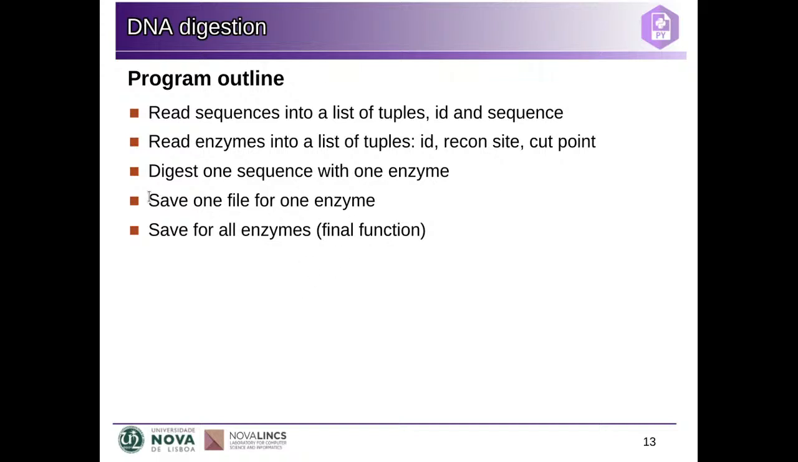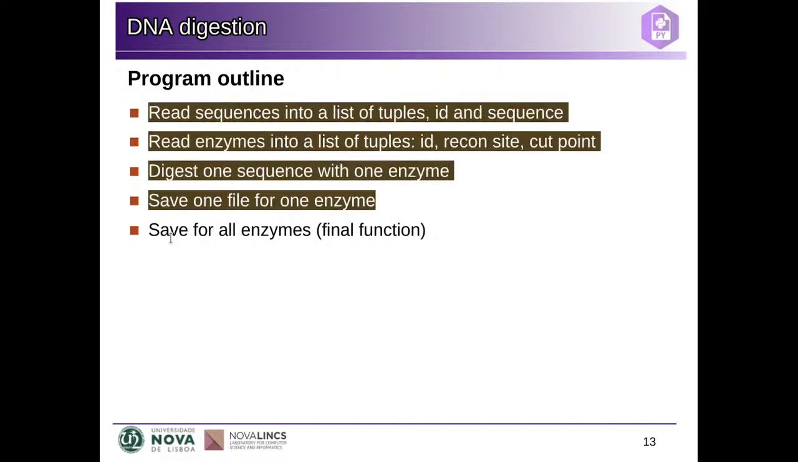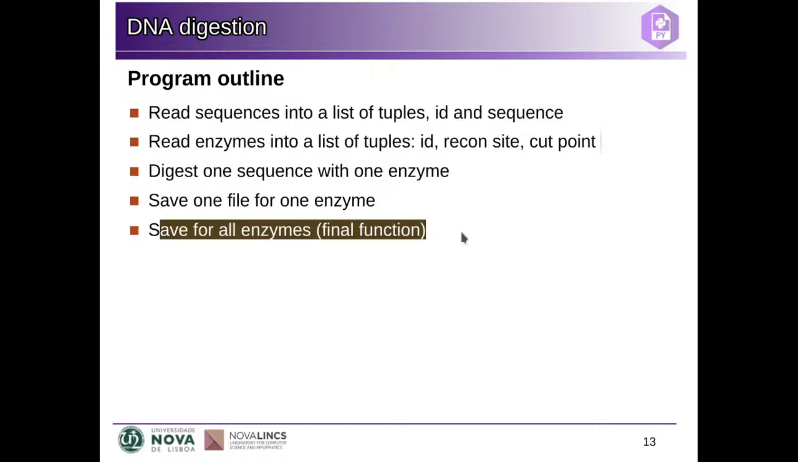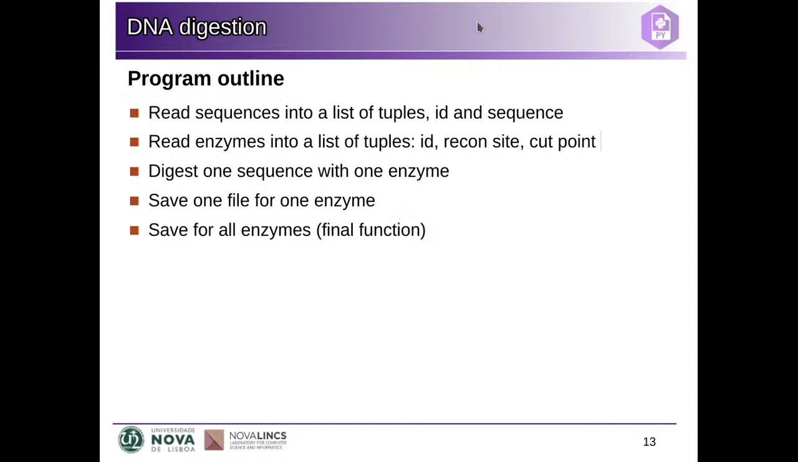So this could be the other function that's going to do the digestion of all sequences with one enzyme and write the results to a file for that particular enzyme. And then we can create a function that does everything by calling this one here for each of the enzymes. So once we have all of these implemented, it's easy to wrap things together and just loop through all the enzymes and write everything to the different files.